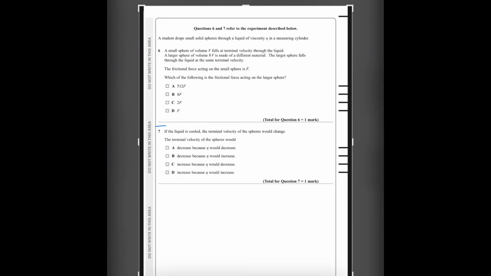Number 7. If the liquid is cooled, the terminal velocity of the spheres would change. The terminal velocity of the spheres would. So we have F equals 6 pi N R V, where F is constant, 6 pi is constant, radius is constant, and we need to take a look at the value of N and the terminal velocity vt, since frictional force equals 6 pi into viscosity into radius into terminal velocity.